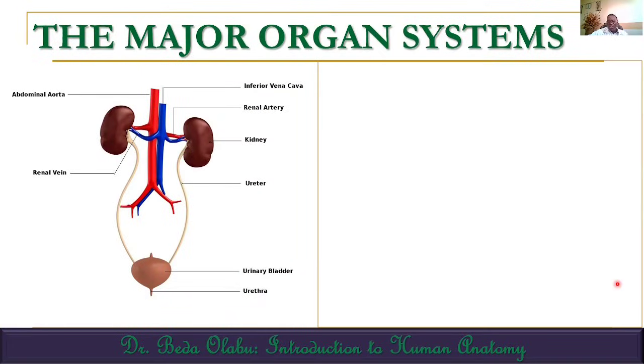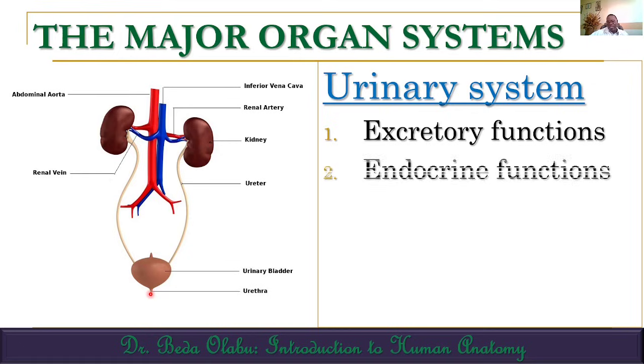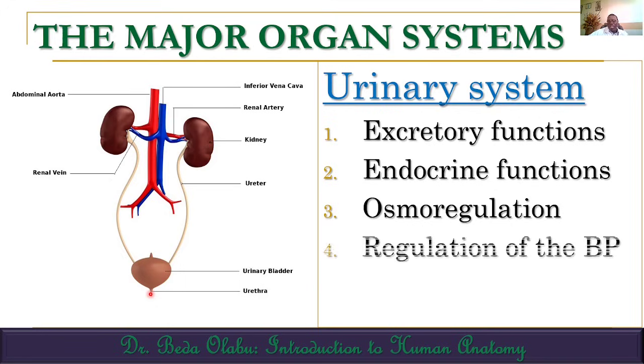I believe we've mentioned 10 of them now, so this should be the 11th system. Urinary system, the one made up of the kidneys, ureters, urinary bladder, and urethra, basically. The urinary system is largely for excretion of waste substances, but apart from that, it also has some endocrine functions. It is important in regulating the osmolarity. We call that osmoregulation. Basically, controlling the amount of electrolytes or minerals as well as water. And that's what we call osmoregulation.